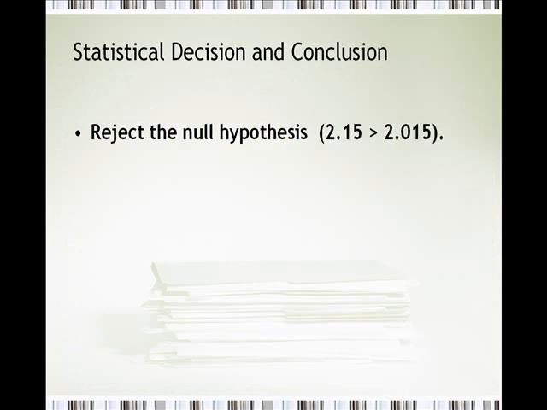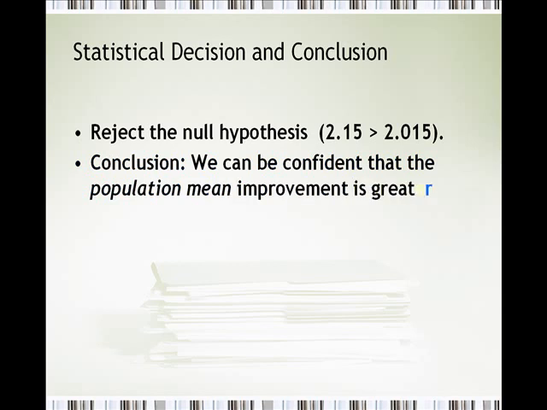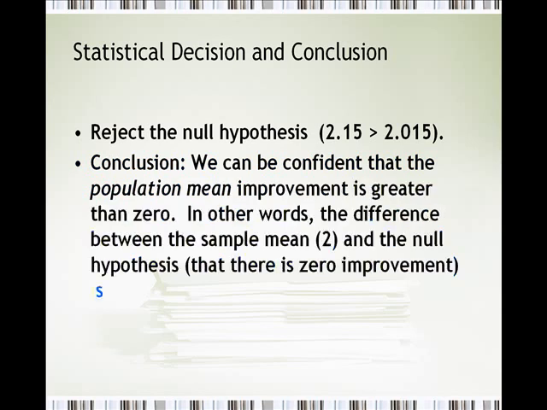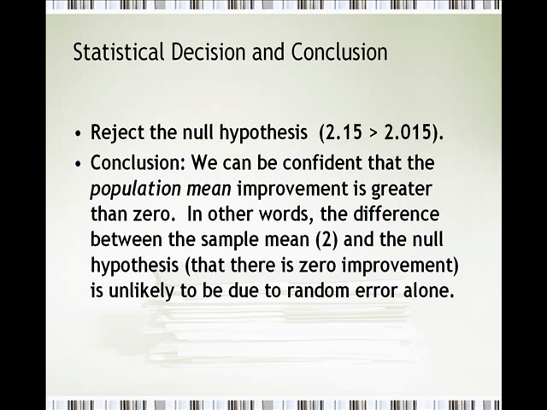So now we're going to reject H0, because 2.15 is greater than 2.015, and we can be confident that the population mean improvement is greater than 0, and that the difference between the sample mean and the null hypothesis is unlikely to be due to random error alone.